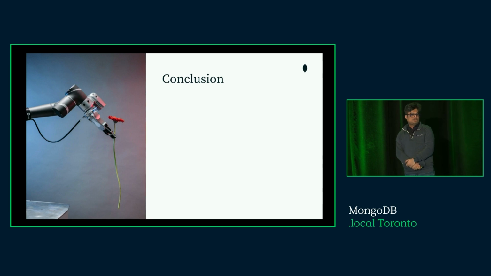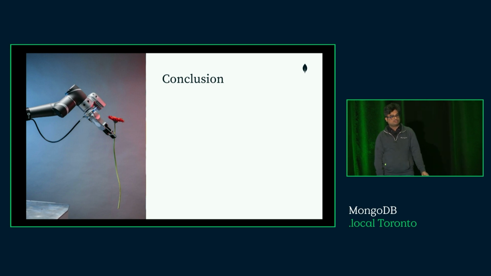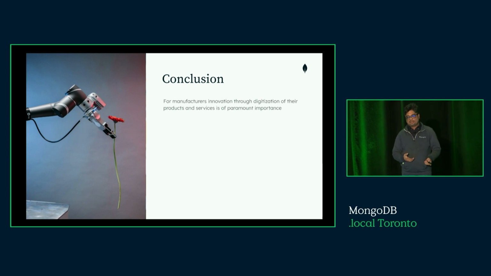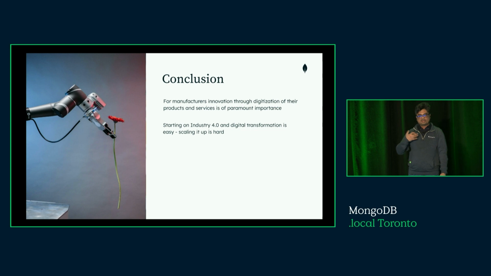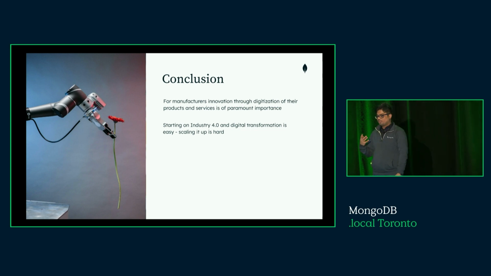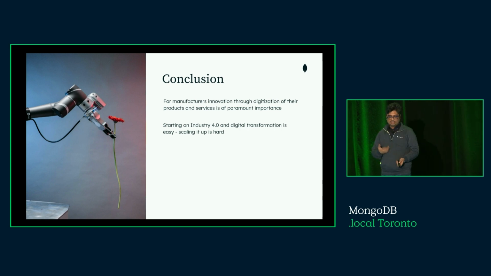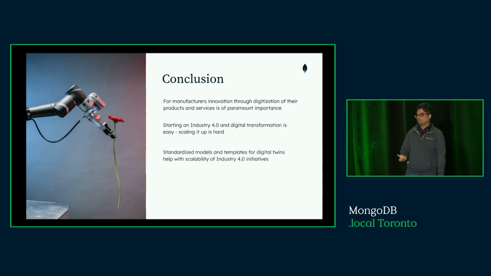So in summary, we understand that for manufacturers and for other industries as well, of course, innovation through the digitization of their products and services is of paramount importance. And starting on Industry 4.0 is easy, and scaling up is hard. There are a lot of cases where you start a pilot project and it works fine, but when you want to scale it, then it becomes challenging because you didn't start with a standardized data model, a standardized way of modeling your assets and exposing information and talking with other assets, right? So scaling up is hard. And standardized models and templates for digital twin make it easy to implement and scale Industry 4.0 initiatives.